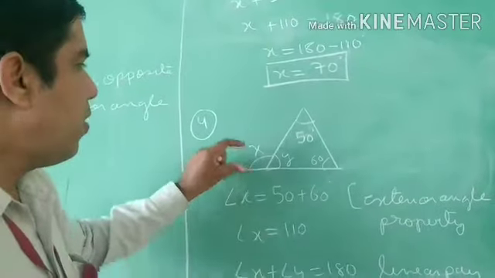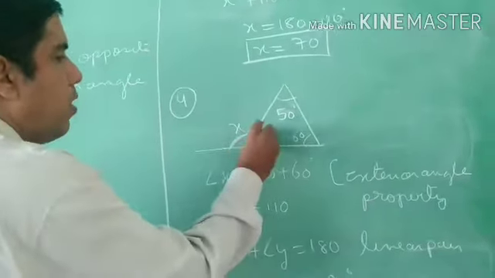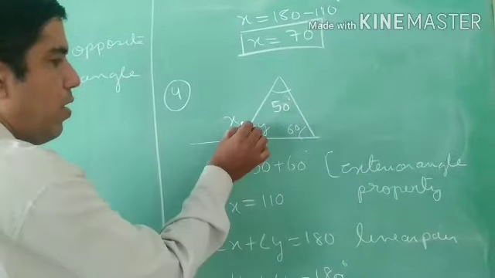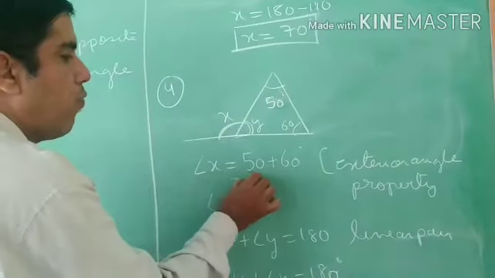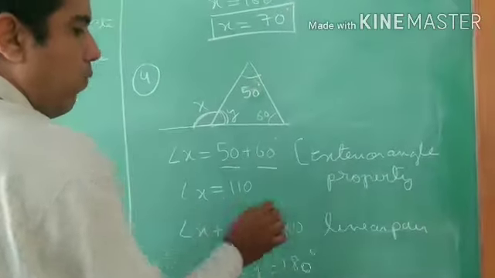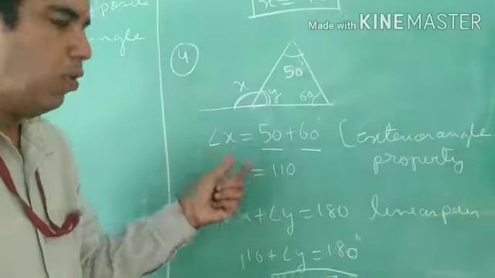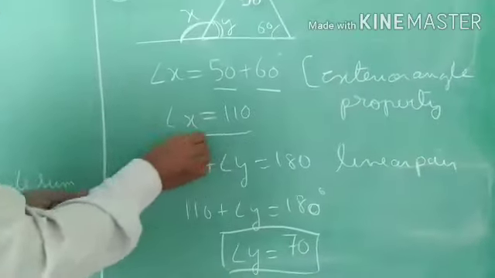Now you can see the fourth part. In this, this is the exterior angle, this is interior. First I am going to find this angle. Angle x is equal to 50 plus 60. Again the same property, the exterior angle property of a triangle. This reasoning you can write, or you can write before also. So x is equal to 110 degrees.